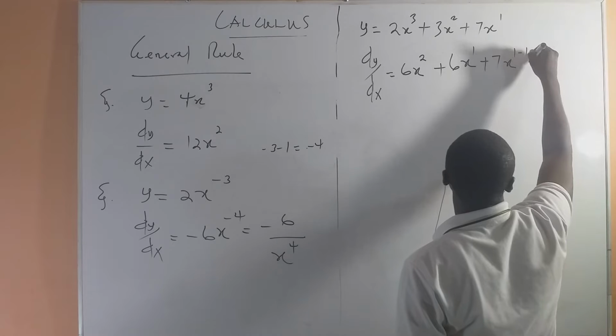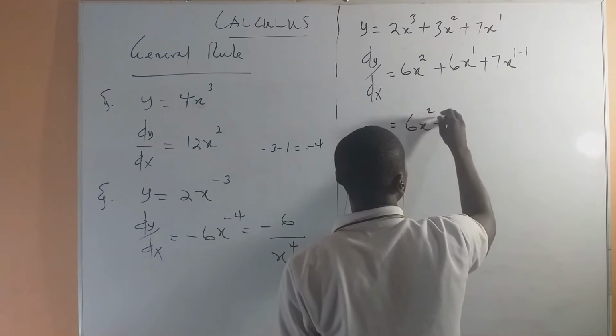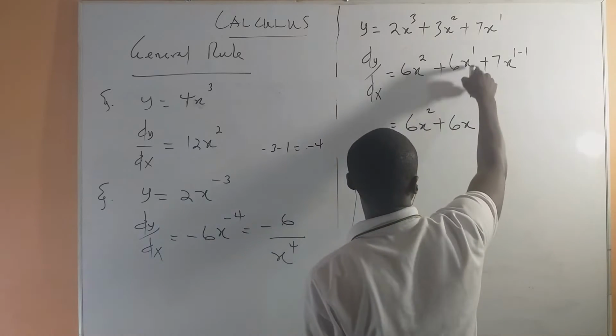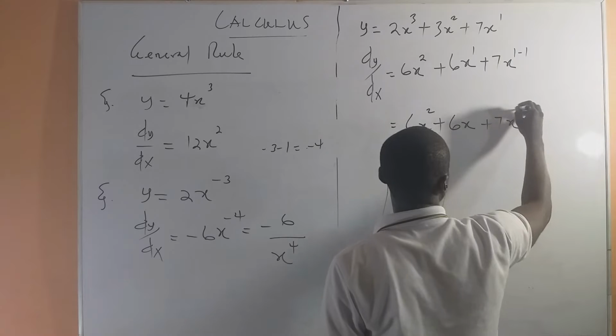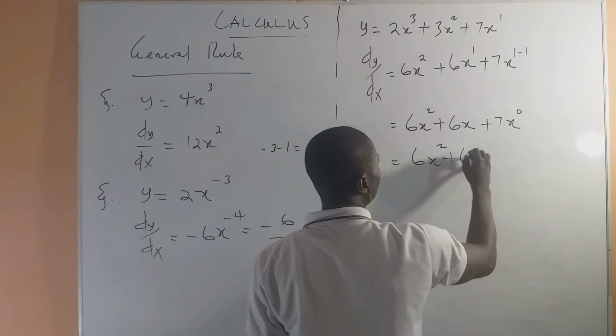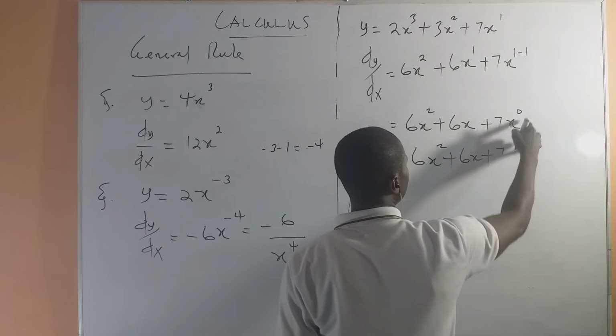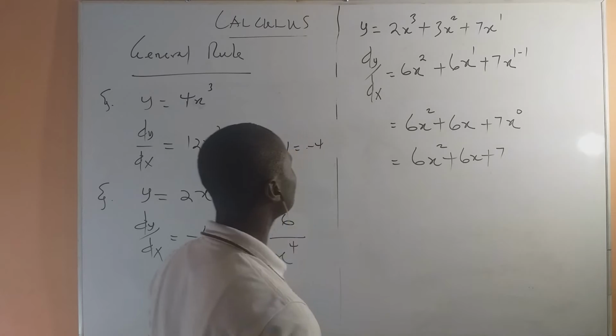Then you subtract 1 from this. And this will be equal to 6x squared. Then you have 6x because x exponent 1 is the same as x. Then you have 7x. 1 minus 1 will give us 0 here. So a step down, this is 6x squared, we have 6x and this is plus 7 because x raised to the power 0 is 1. And 1 times 7 is equal to 7.